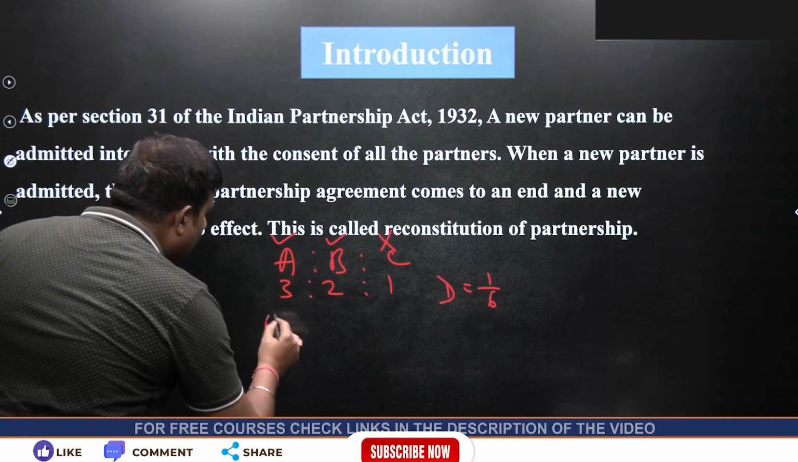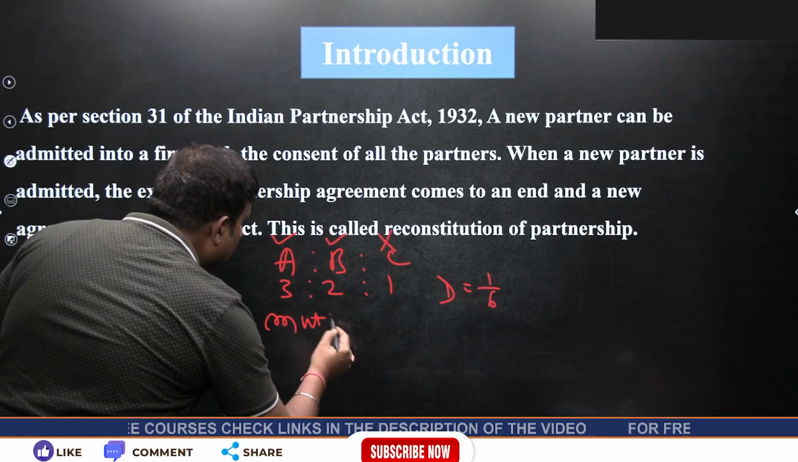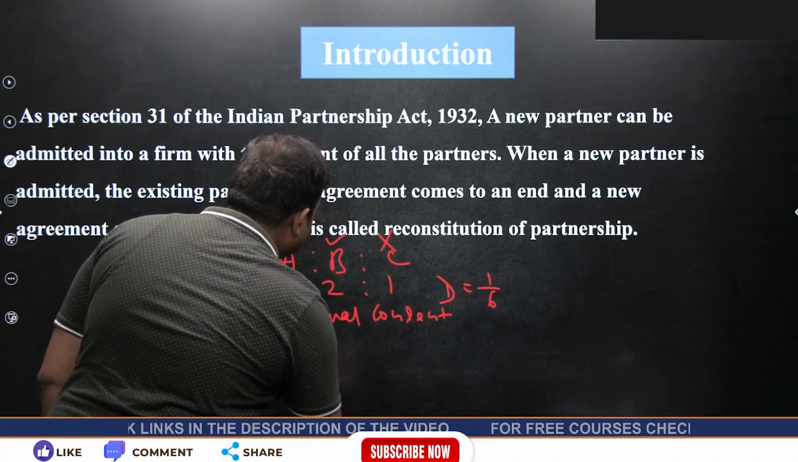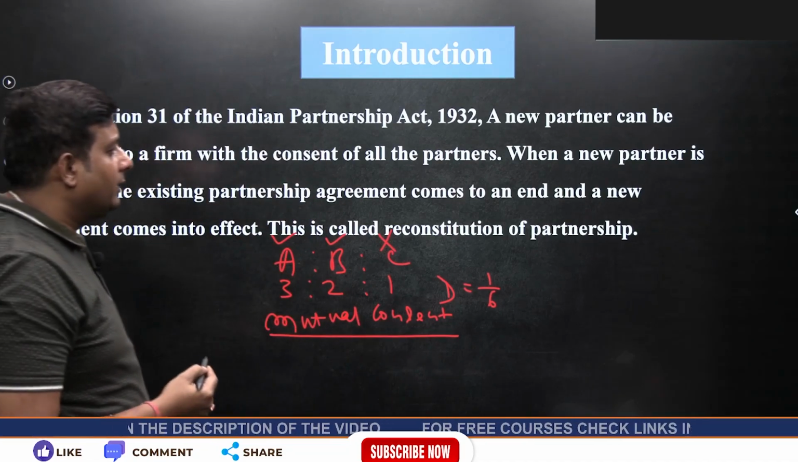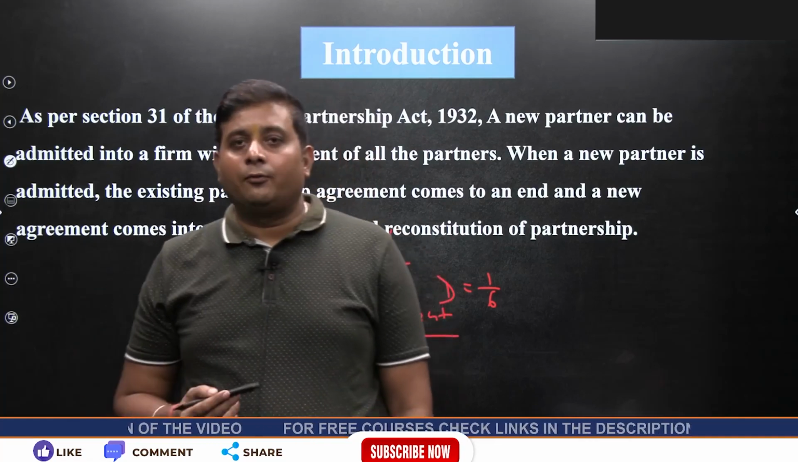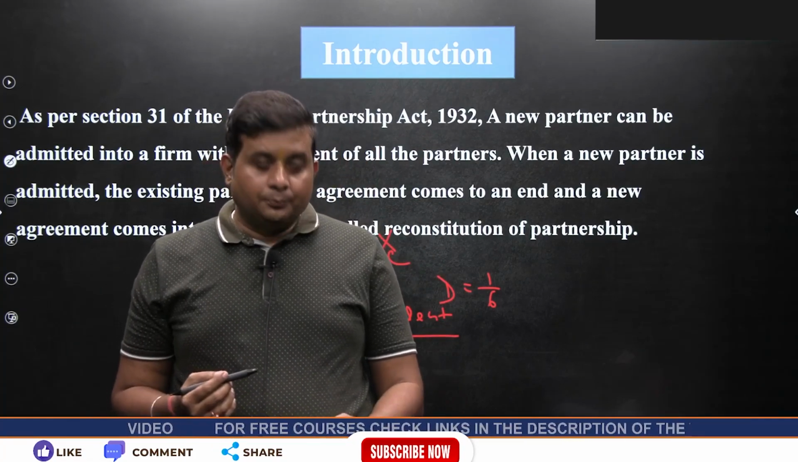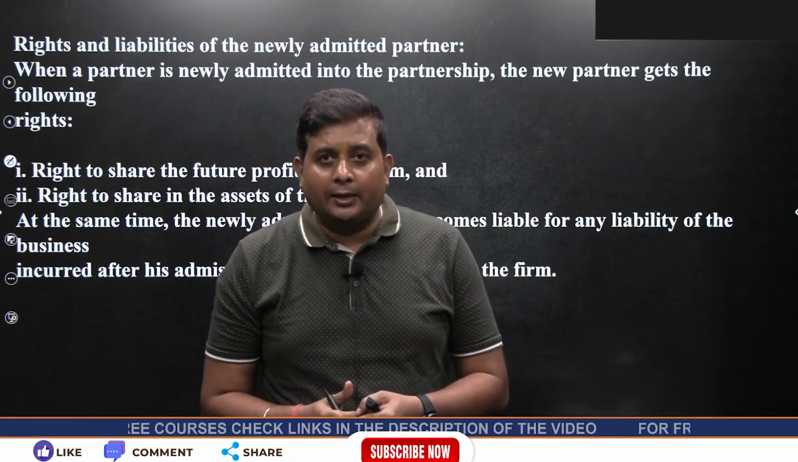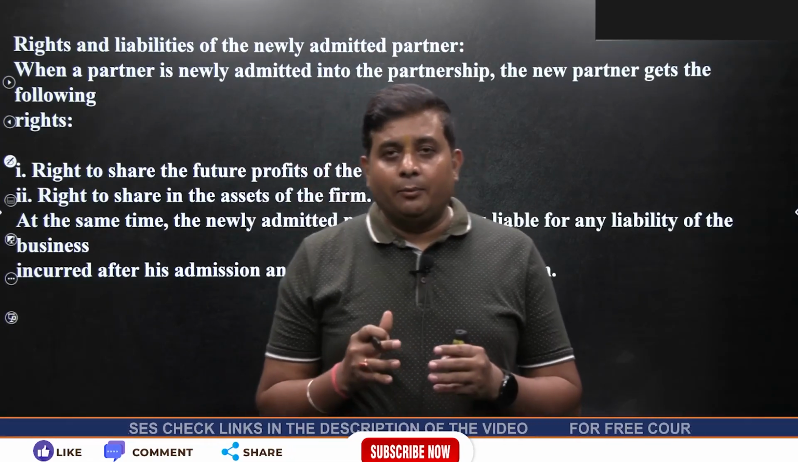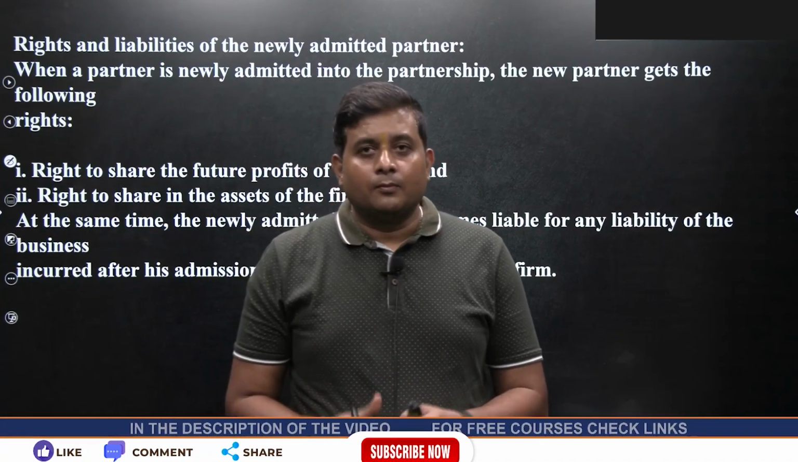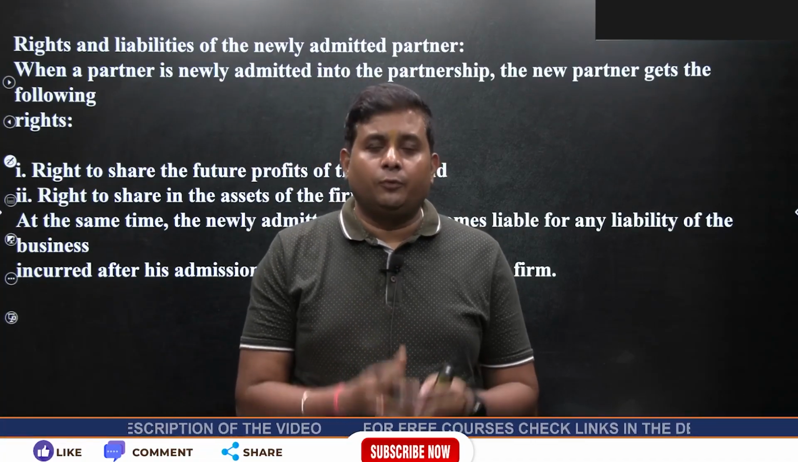So what is required here? The factor required here is mutual consent of the partners. This is the main thing. Whenever a new partner is admitted, this happens only with the mutual consent of all the partners. Now, what rights is he going to have and what liabilities is he supposed to bear? Whenever a new partner is admitted into the firm, he gets two rights: the right to share in assets and the right to share in future profit.